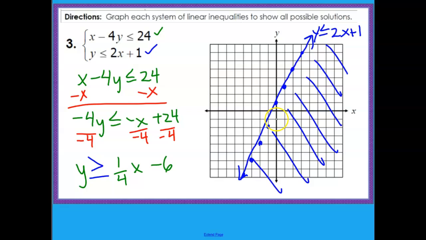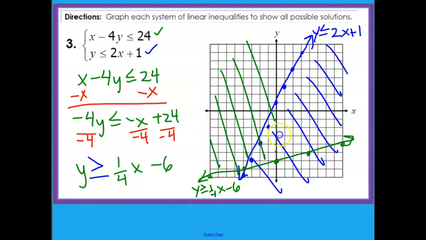Again, I'm going to start with my y-intercept, 1, 2, 3, 4, 5, 6, negative 6, up 1 over 4, up 1 over 4, down 1 over 4, down 1 over 4. This one is also going to be a solid line. And this time I'm going to label it down here. It is greater than, so my solution area is this way. And my double shaded zone is labeled with an S.